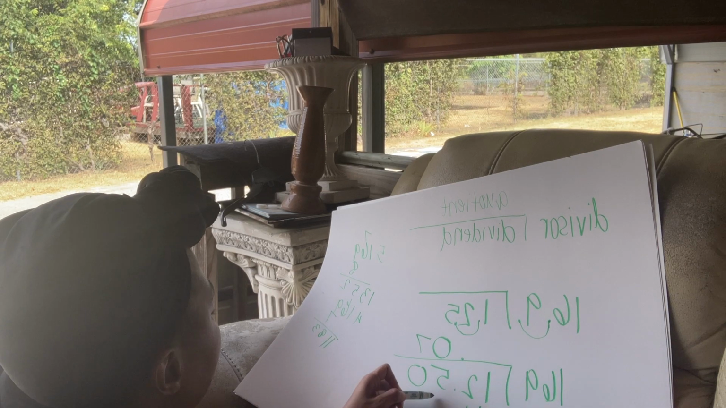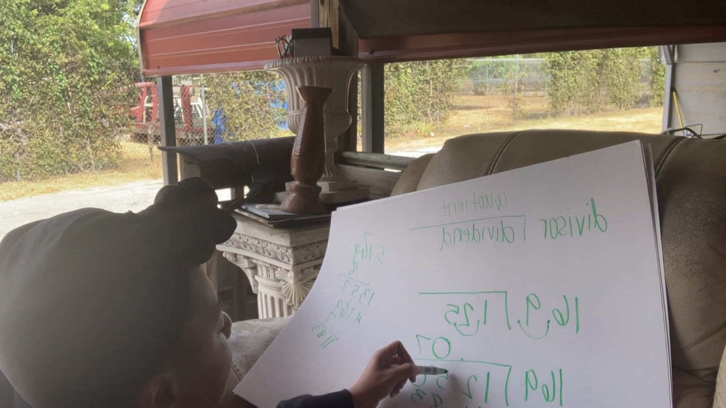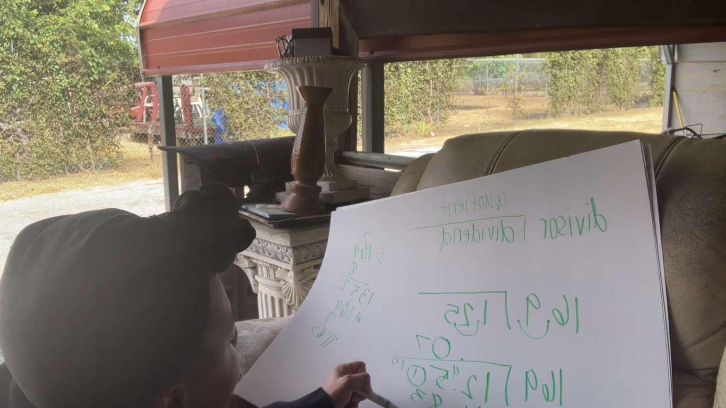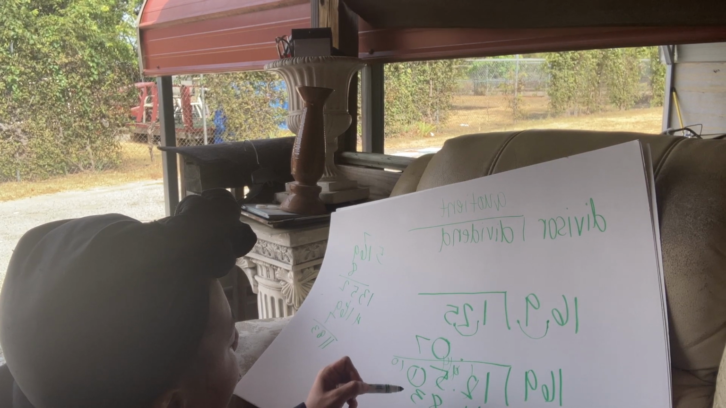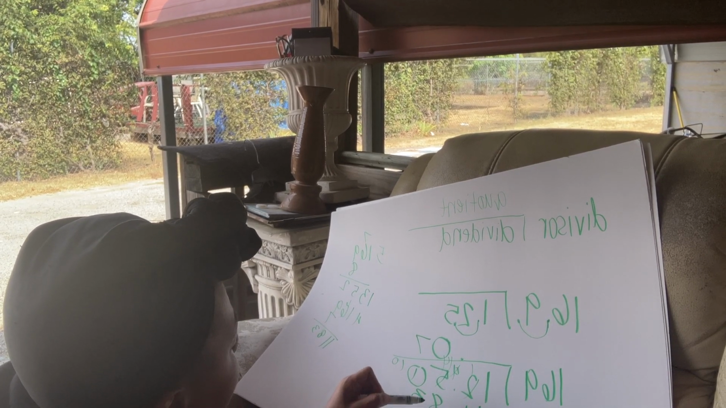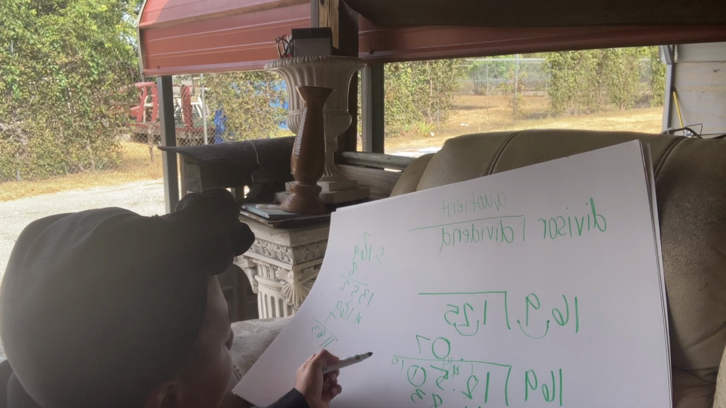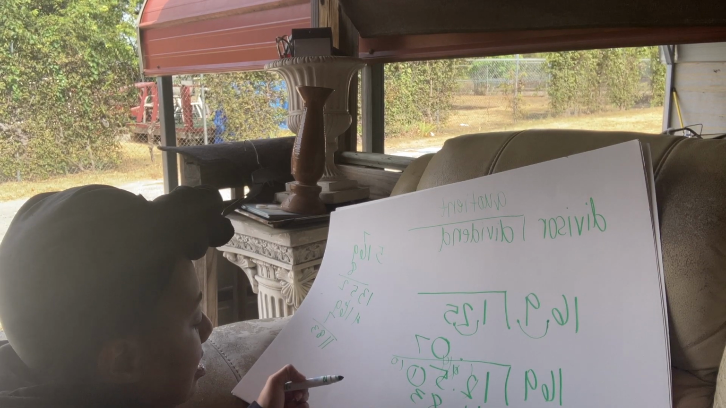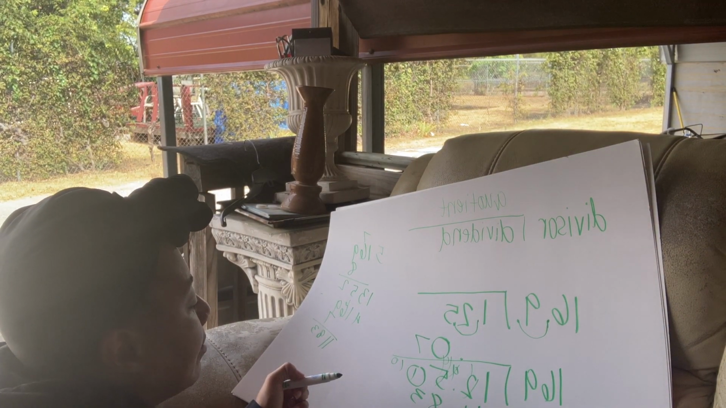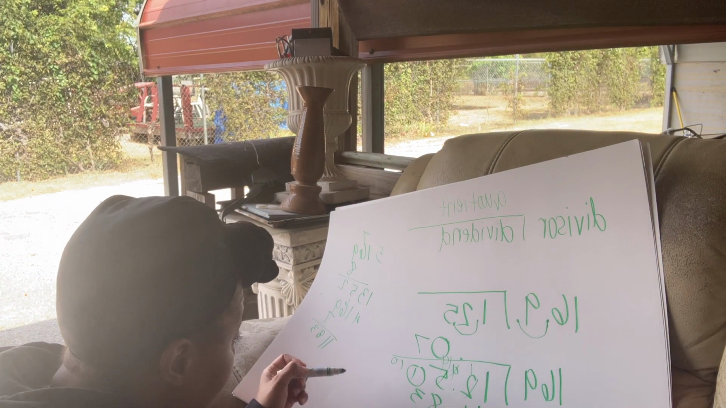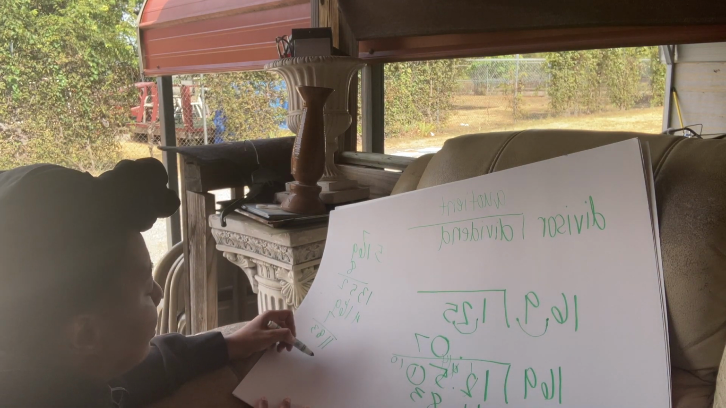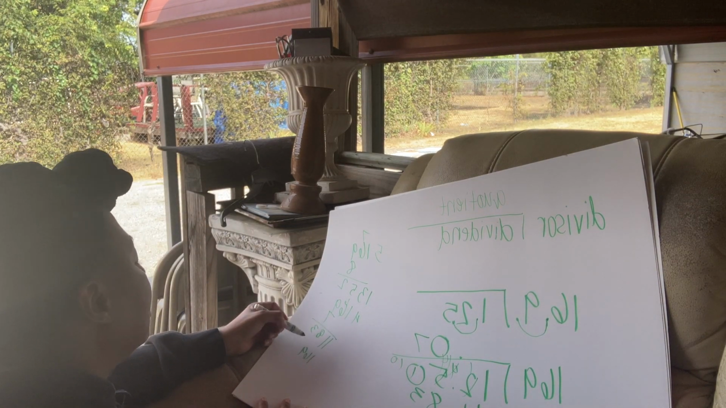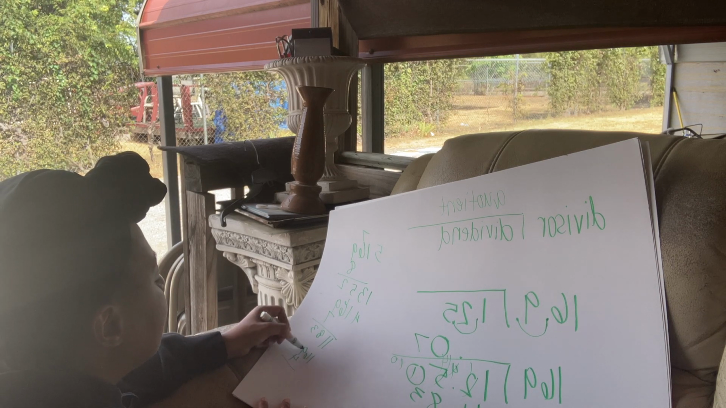And you get 1183. We want to subtract, and we get 67. That's not enough, so we need to bring it down. How many times can 169 go into 670? Let's go 4 times. 9 times 4.